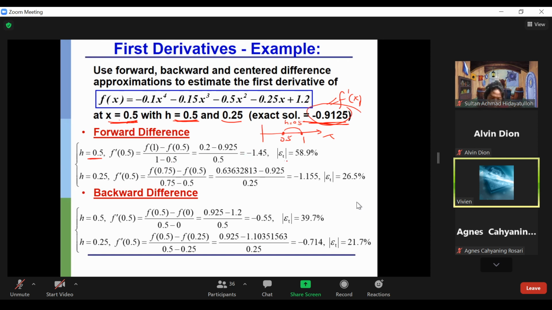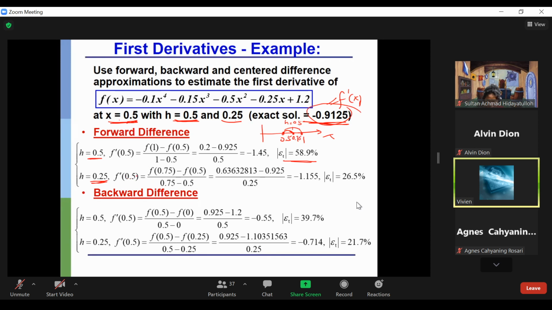We see here that the error compared to the true solution will be 58.9%. So very large error. Now we reduce the interval length, so to find the gradient we use h or interval size of 0.25. To calculate the gradient at 0.5, that will use f at 0.75. Initially h is 0.5, now it is 0.25, so the new value here is 0.75.